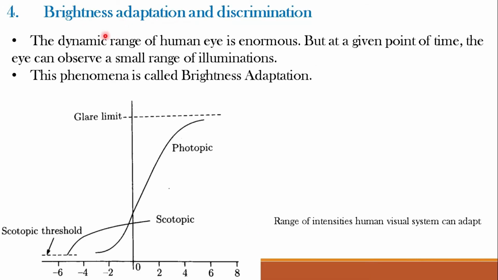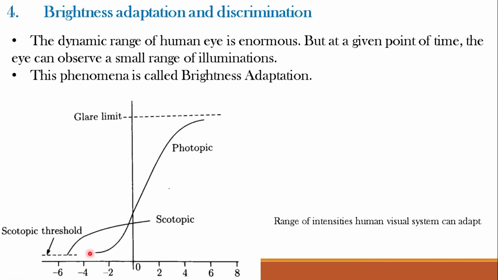Let's go ahead and understand brightness adaptation and discrimination. See, the range of intensities to which the human visual system can adapt is enormous, of the order of approximately 10 raised to 10. But at a given point of time, our eye can only observe a small range of illumination, approximately 40 to 50, right? So this figure shows the range of intensities the human system can adapt to.